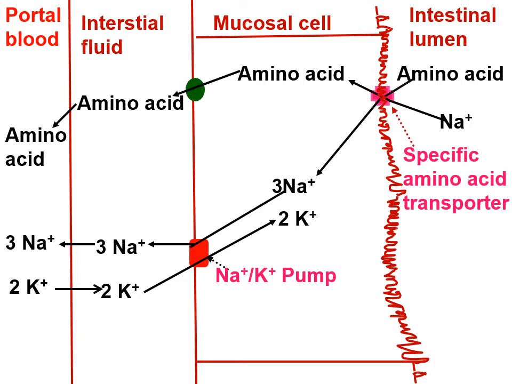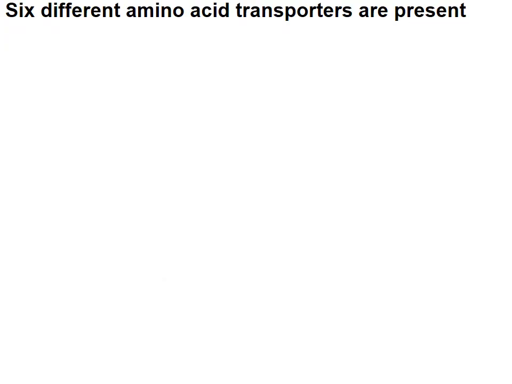Now this amino acid from the mucosal cell enters into the interstitial fluid and from there into the portal blood, and then from the portal blood it is taken to the liver where it can synthesize protein. Now, to maintain the electric gradient, when 3 sodium ions are pushed from the mucosal cell into the portal blood, 2 potassium ions are pushed into the mucosal cell. Now remember, there are 6 different amino acid transporters present for the transportation of different amino acids.